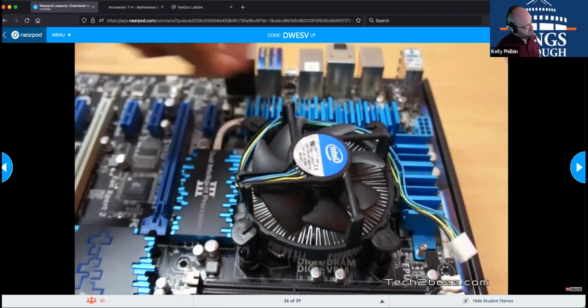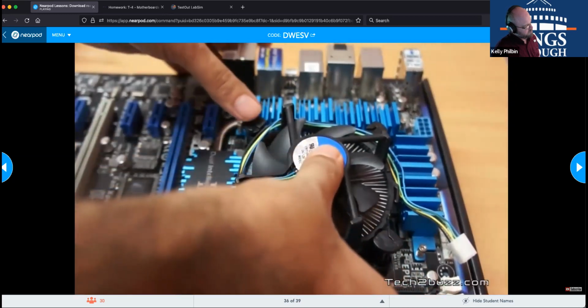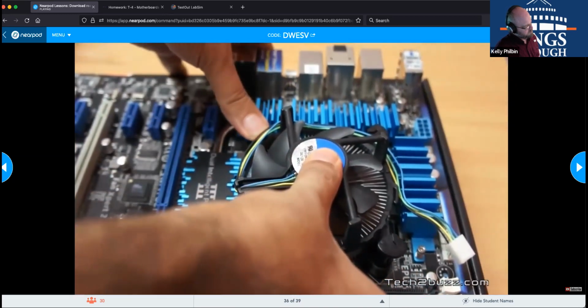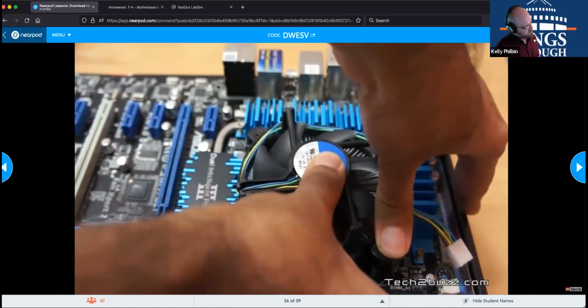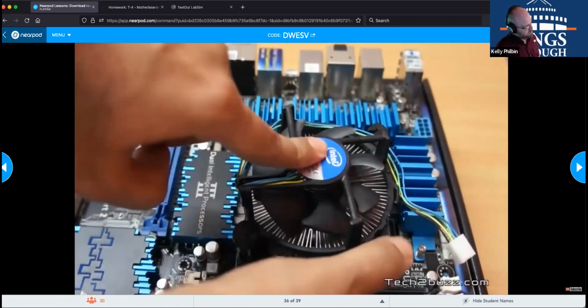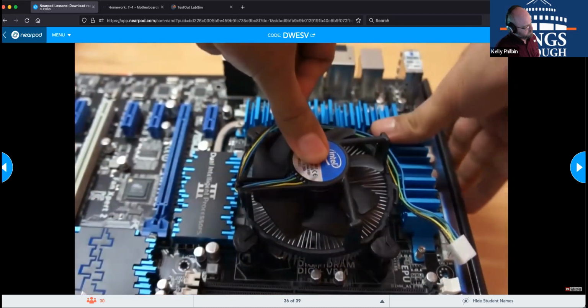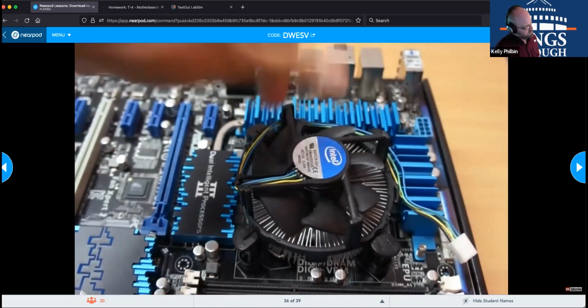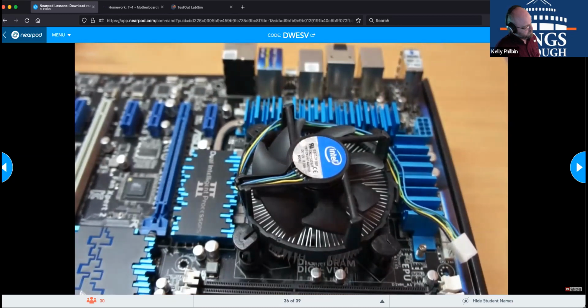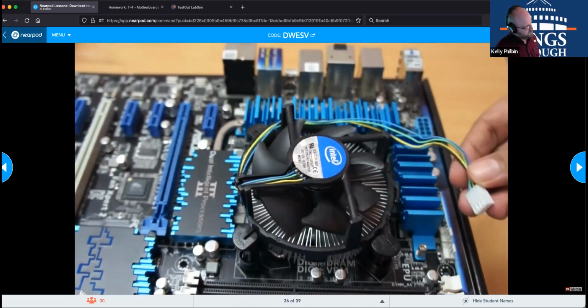And now what we do is hold on to the processor like this and just depress, and you'll get a clicking sound. And do the same for the next one and proceed with the others. You should get this clicking sound that you have heard. That means we have fixed the CPU cooler.